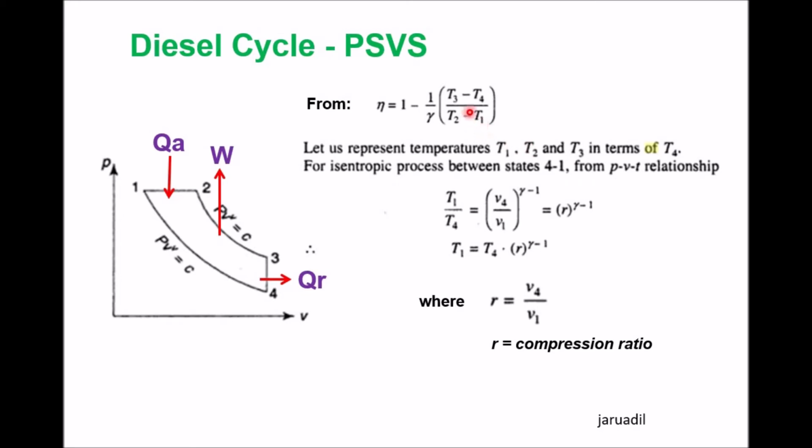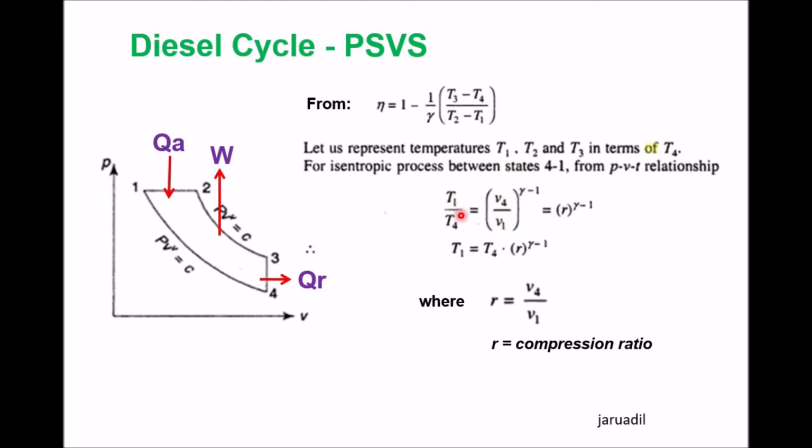So from this general equation of the efficiency, let us represent temperatures T1, T2, T3 in terms of T4. Here we will convert T1, T2, and T3 into T4 using the processes. Particularly in process 4 to 1, we have an isentropic process. That is, TV raised to gamma minus 1 is equal to a constant. In the other formula, that is TV raised to k minus 1, but since we are using gamma here, we have TV raised to gamma minus 1.